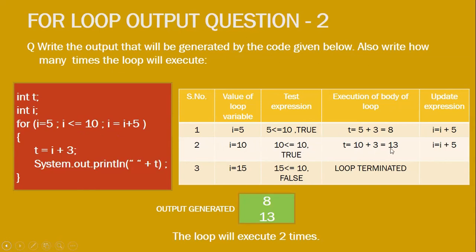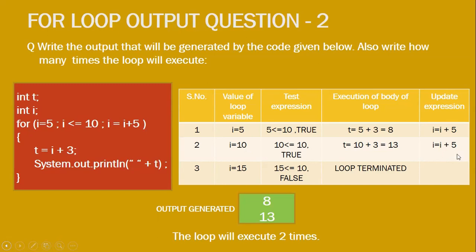Now again the body of the loop is executed. So t is equal to I plus 3. So the value of I is 10 and plus 3 will become 13. So the value of t will become 13. And next system.out.println double quotes plus t. This statement will print the value of t, which is 13 on the screen. You can see here. Next it will again jump to the update expression. So the value of I will again be incremented by 5.